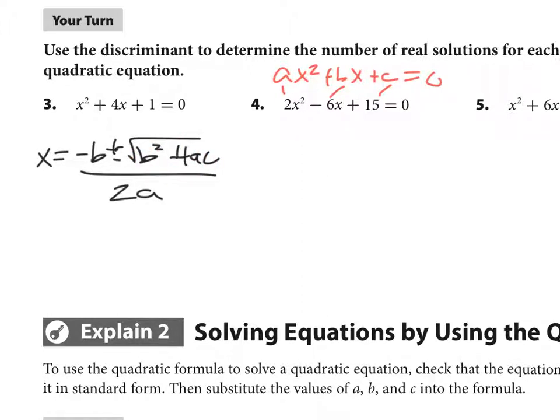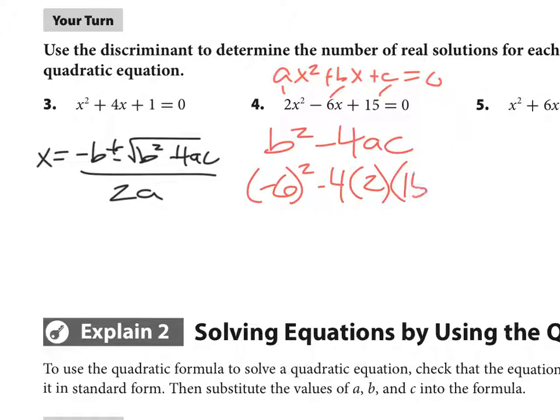So over here, back on problem 4, I need b squared minus 4ac. Now, whenever you're substituting values, always put them in parentheses. So in this case, b was a negative 6, minus 4, a here was 2, and c was 15. So we're going to simplify that. That's 36 minus, if you do this, that's 8. 8 times 15 is 120.